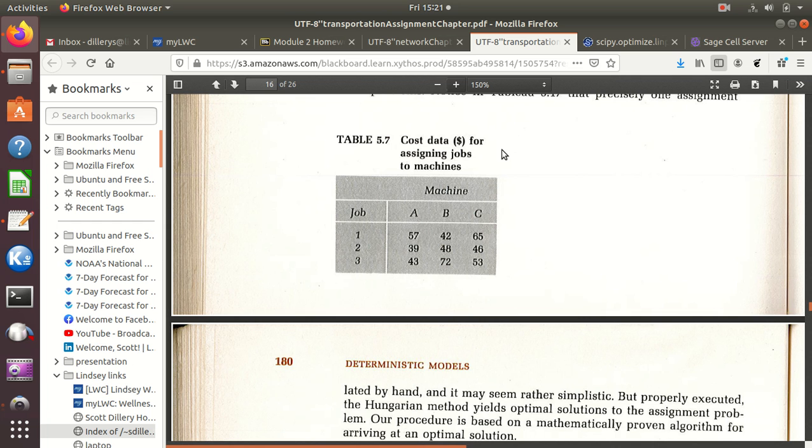But in order to make a linear programming problem, I need variables. What's going to change? When you start thinking about variables, what is it that you are changing? What do you have?